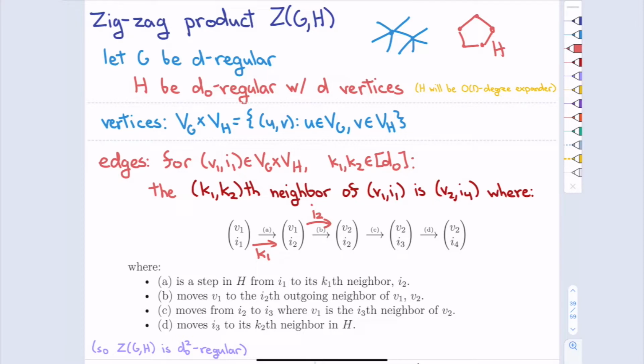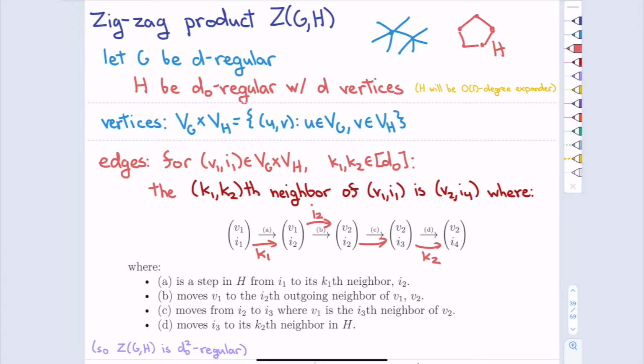Okay. And then this part is sort of exotic. So V1 goes to V2 because it was the I2th neighbor or something. But on the flip side, V1 is some I3th neighbor of V2. Okay. So we're going to use that to go from I2 to I3. Okay, so you're going to look backwards and say, okay, V1 was the I3th neighbor of V2, and I'll use that to update my I2 to I3. Okay, that feels a little bit technical. I'll explain the idea in a moment. And then lastly, I still have this other index K2 that I haven't used. Okay, and that's going to be used to update from I3 to I4.